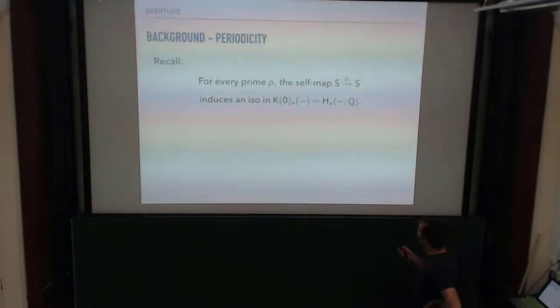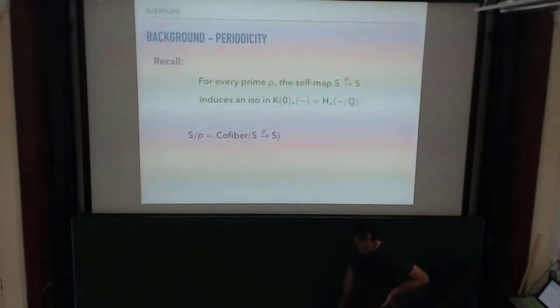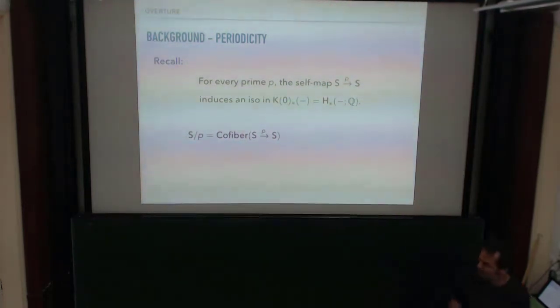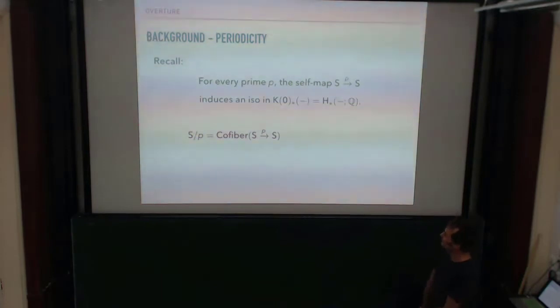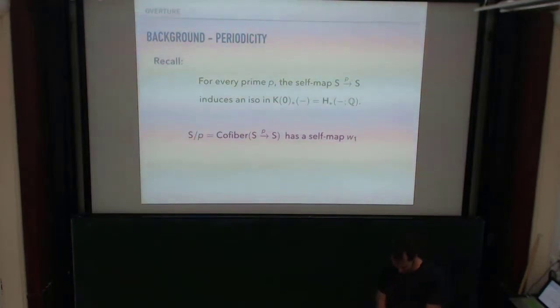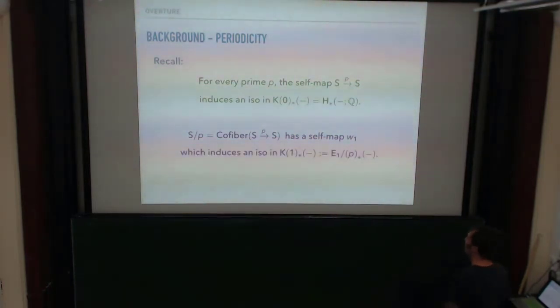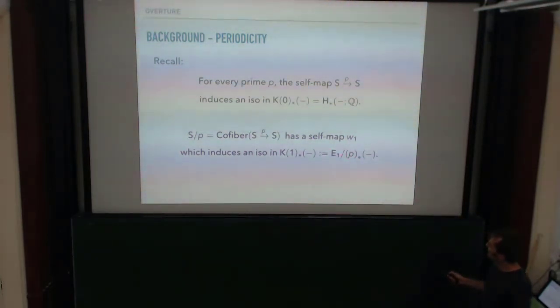For this talk, we're going to call rational homology K0. You'll see why in a second. So if I take the cofiber of this map, I get a spectrum called S mod p, which you can use to construct K-theory with Z mod p coefficients. And what do we know about this one? Well, this also has a self-map, which I call v1. And this map induces an isomorphism in another homology theory called K1, which can be constructed by taking this E1 theory and quotienting by p. Well, what's E1? E1 is topological complex K-theory, completed at a prime p.